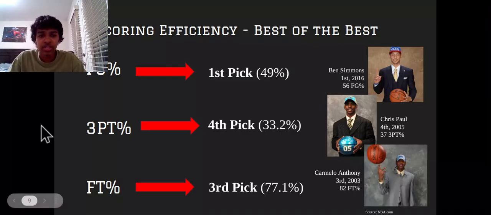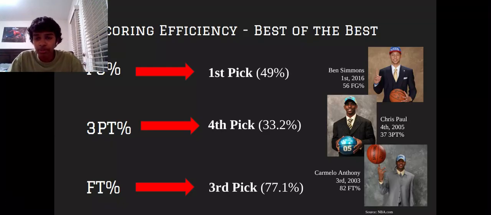And an example of this is Carmelo Anthony. He was picked third overall in 2003, and his career free throw percentage is 82%. And he was picked in the same draft class as LeBron James.